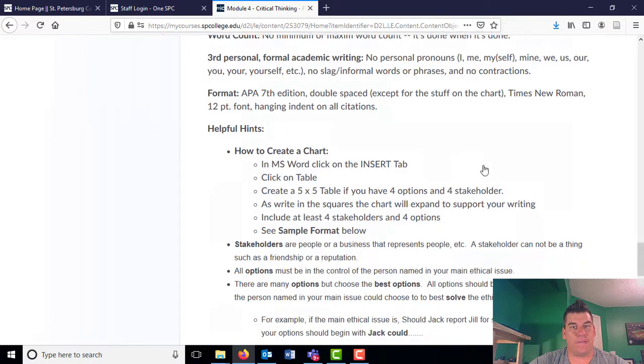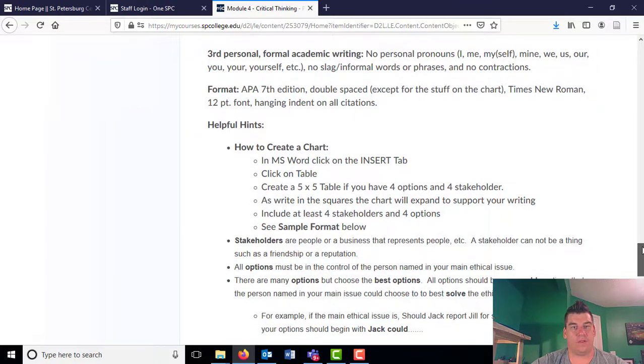And for the format, APA 7th edition, double space, except for the stuff in the chart, Times New Roman 12-point font, hanging indent on all citations. Any deviation from that will result in loss of points.